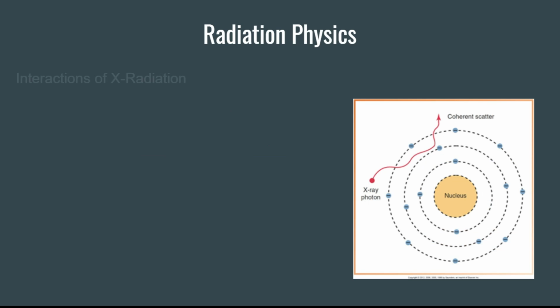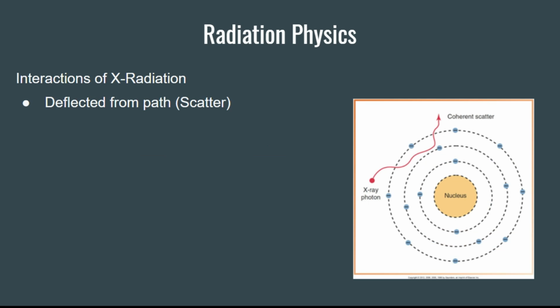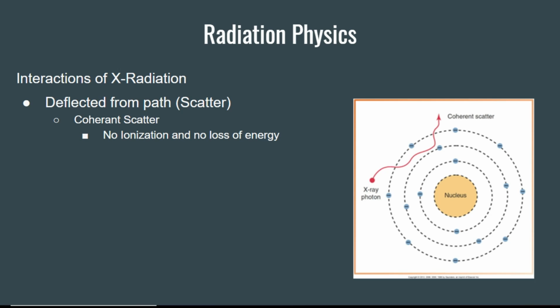And the fourth type of interaction is where it is also deflected from its path, and this is again scatter radiation. But this is called coherent scatter. There's no ionization and there's no loss of energy. That photon is scattered still in different directions, but there is again no loss of energy, there's no ionization. Everything remains unmodified, and that is the 4 interactions of radiation.